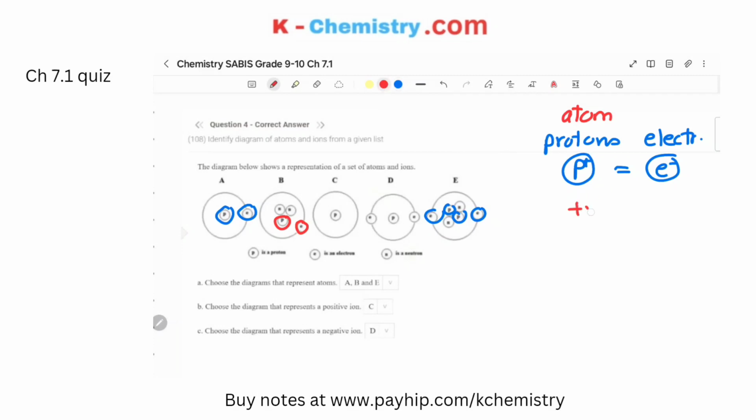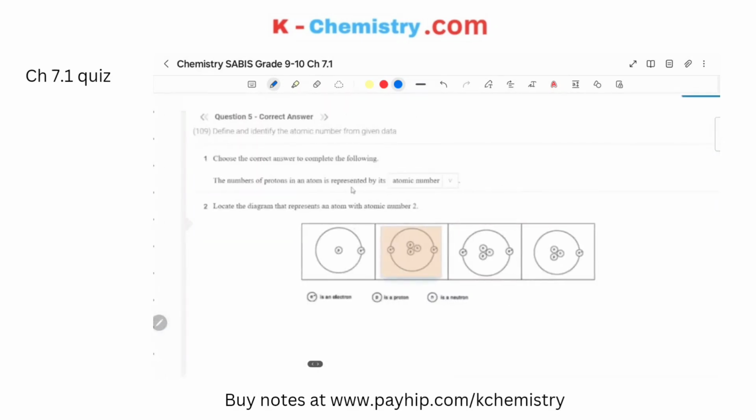Which one has positive ions? The one that has cations, or positive ions, has more protons than electrons. This has 1 proton and no electrons, so it is a good candidate. It is the right answer. And the negative ions, called anions, have more negative electrons than protons. Here it has 2 electrons and 1 proton only, so this is the correct answer.